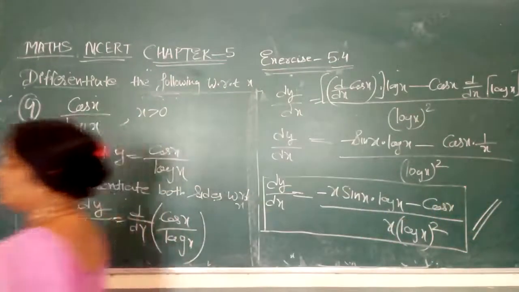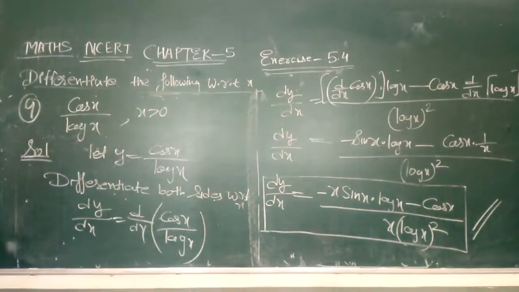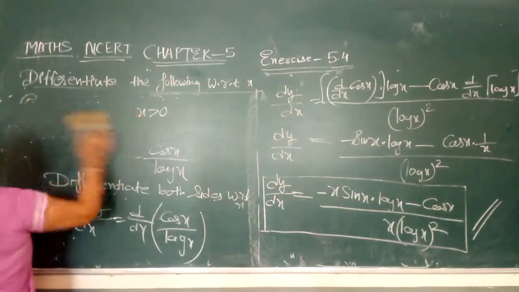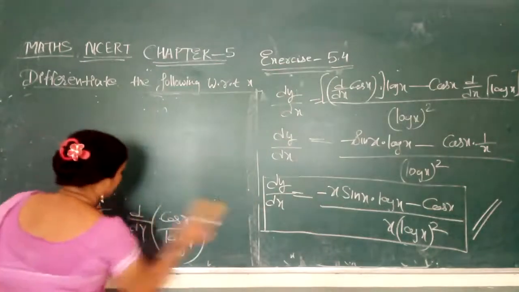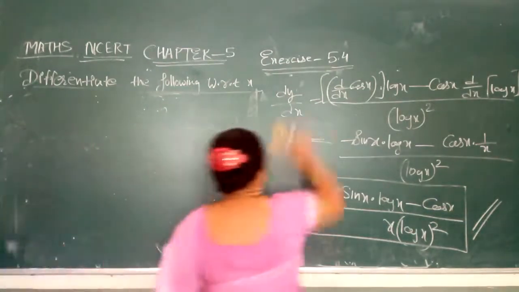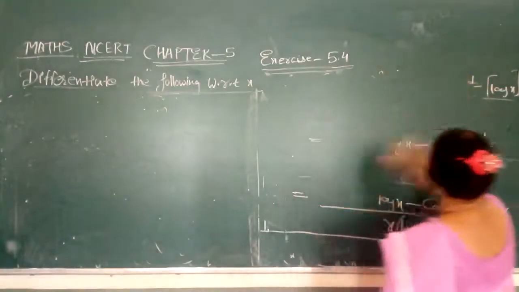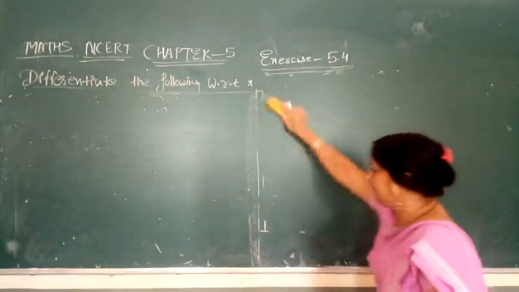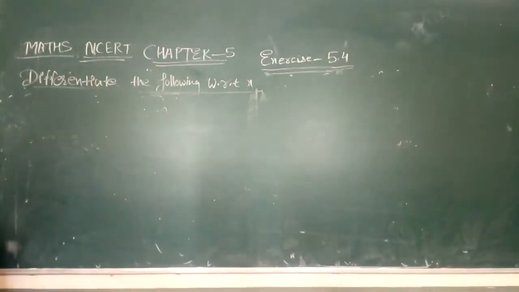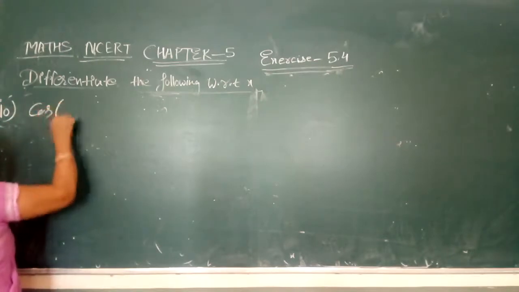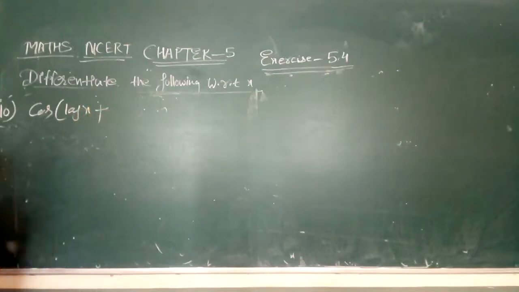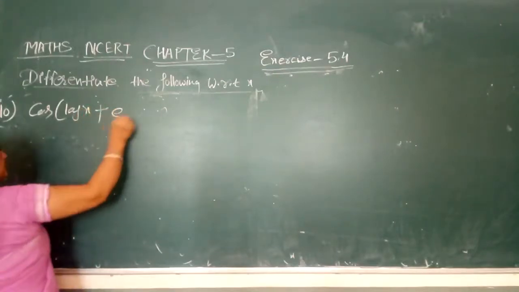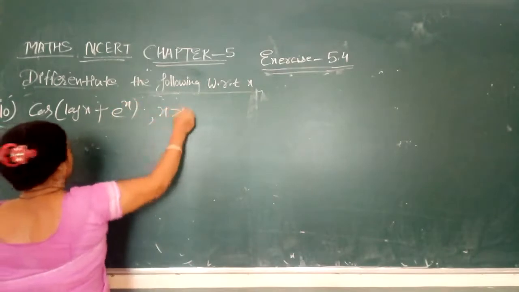Now we will start question number 10, and that is the last question of this exercise. Write down the 10th question. In the 10th question, you have to find out the derivative of this function. And what is that function? The function is cos of log x plus e raised to power x, where x is greater than 0.